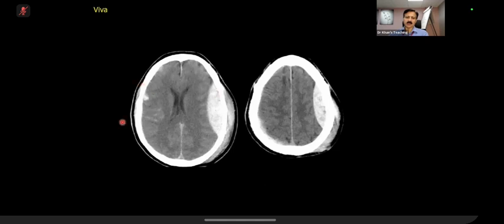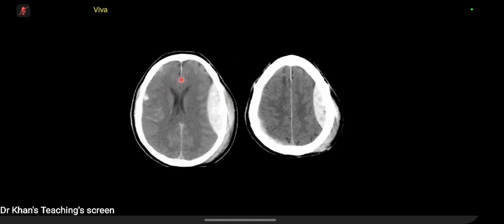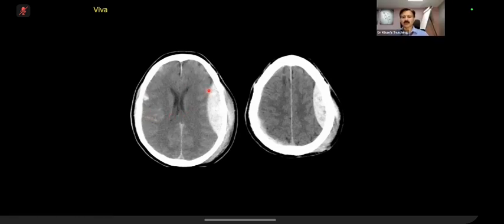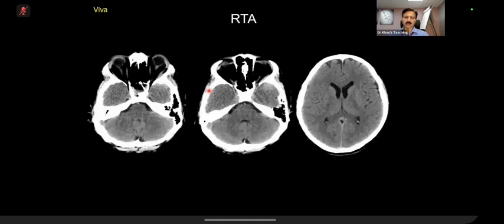Okay, just a very basic case. What is happening here? And I want to hear the words. What is this? On the left side there's acute extradural hemorrhage. On the right side there's a contusion, and there's also subarachnoid hemorrhage as well. Excellent. So subarachnoid hemorrhage can be traumatic subarachnoid hemorrhage. That was fine. Is there an extradural hematoma in this case?